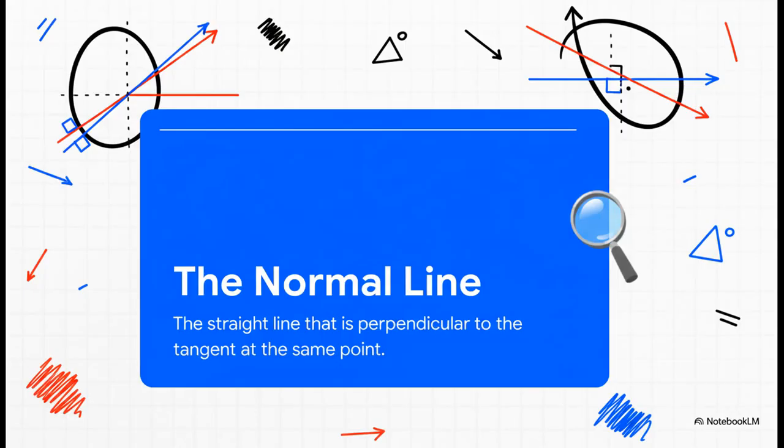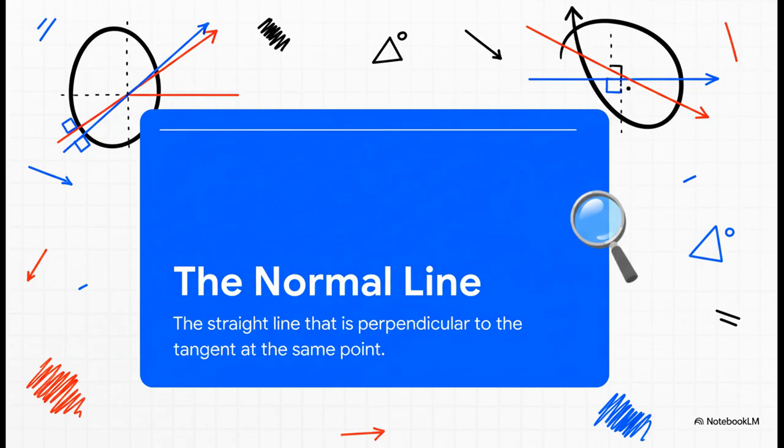Okay, so for every tangent line, there's a partner, the normal line. It goes through the exact same point, but it's pointed at a perfect 90-degree angle to the tangent. And this isn't just some geometric party trick. In physics, the normal represents the direction of a force, like gravity keeping a planet in orbit.